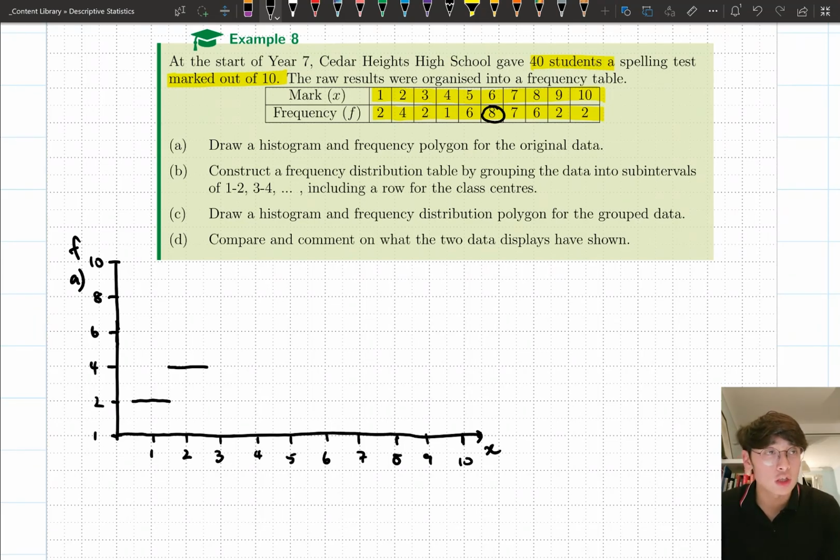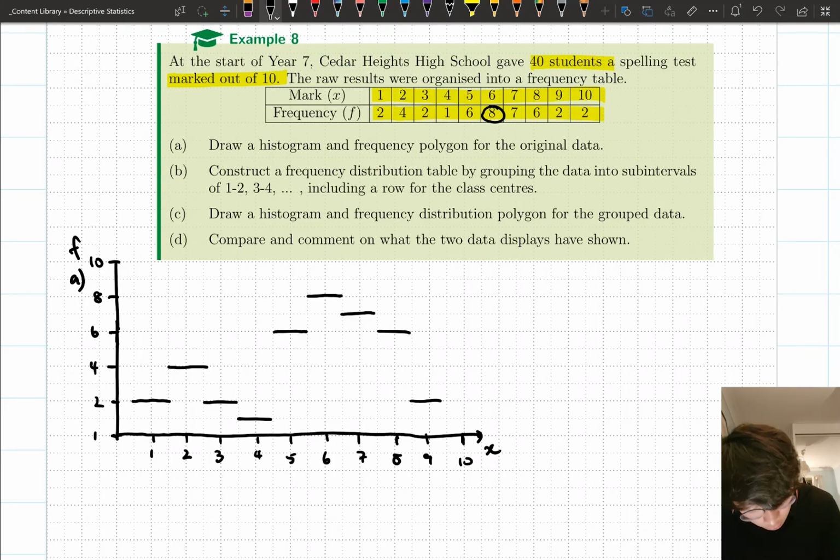Then I've got, what's in my next one? I've got 3 had a frequency of 2. 4 had a frequency of 1. 5 had a frequency of 6. 6 had a frequency of 8. 7 had a frequency of 7. 8 had a frequency of 6. 9 had a frequency of 2. And 10 also had a frequency of 2. And I realized I need to leave a half column gap on the other end too.